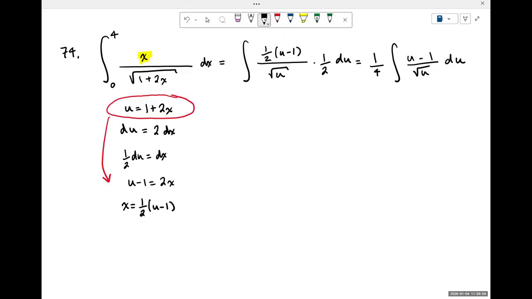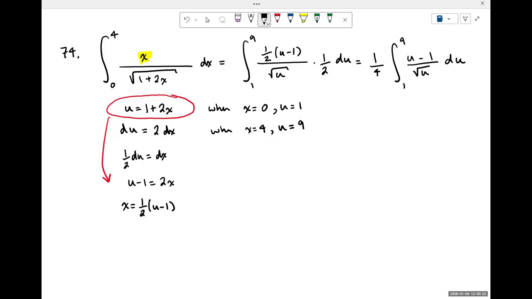Oh, I left off my limits. Better not leave off my limits. Okay, let's put those in. When x equals 0, u equals 1. When x equals 4, 1 plus 8 would be 9. So this becomes 1 to 9.